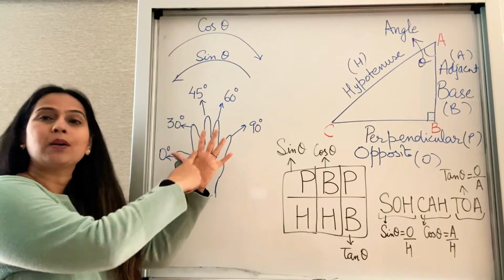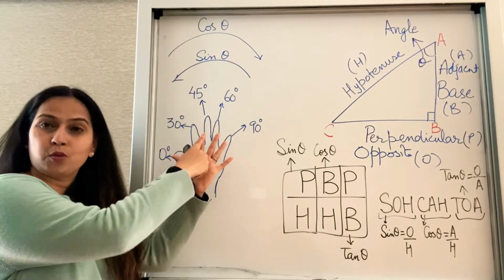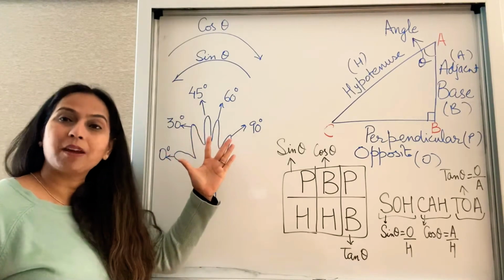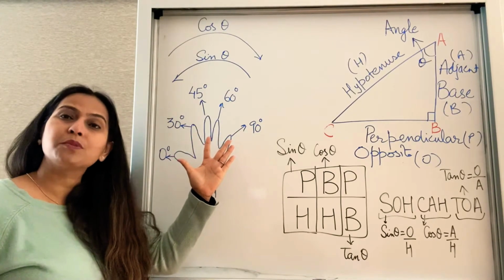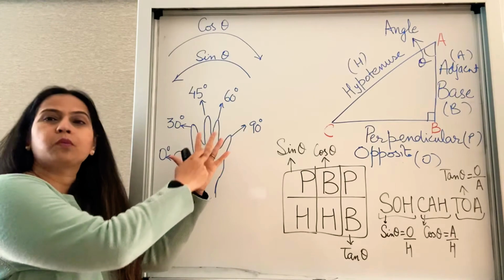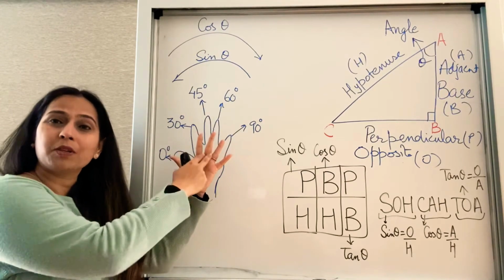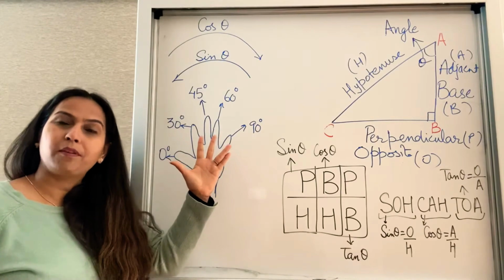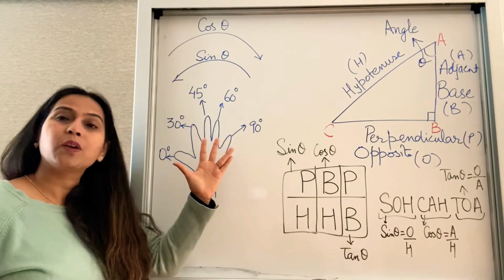Then if this is cos 30 degrees, you have 3 fingers on the right side. So this is 3 divided by 4 and the square root of that, which is root 3 over 2. Now if you want to write what is cos of 45 degrees, how many fingers do we have on the right side of this? 2. So it's 2 divided by 4 and the square root of that, which is 1 over root 2.